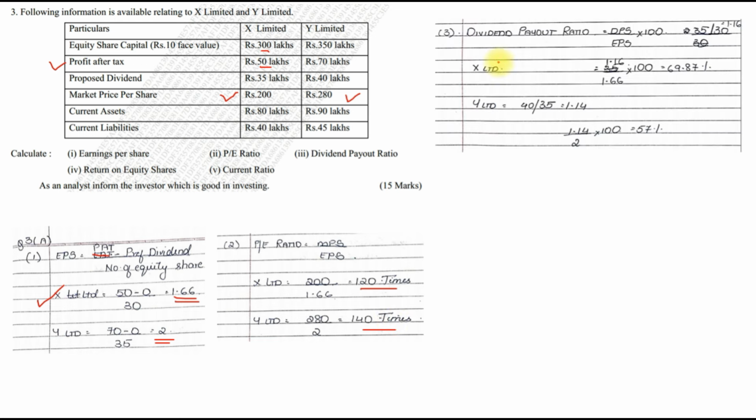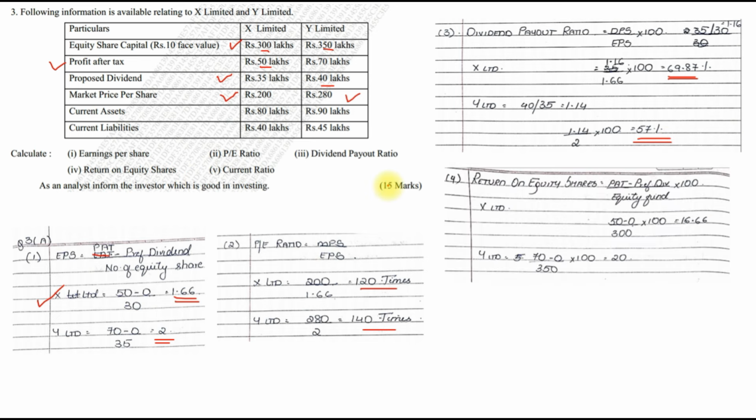Third, dividend payout. The formula for dividend payout is dividend per share upon earning per share. EPS we already have, but dividend per share we don't have. The formula for dividend per share is the proposed dividend divided by the number of shares. So for X it will be 35 divided by 30, which came to 1.16. So 1.16 upon 1.66 into 100 is 69.87%. And for Y Limited it was 40 divided by 35, that came to 1.14. So 1.14 divided by 2 into 100 came to 57%.